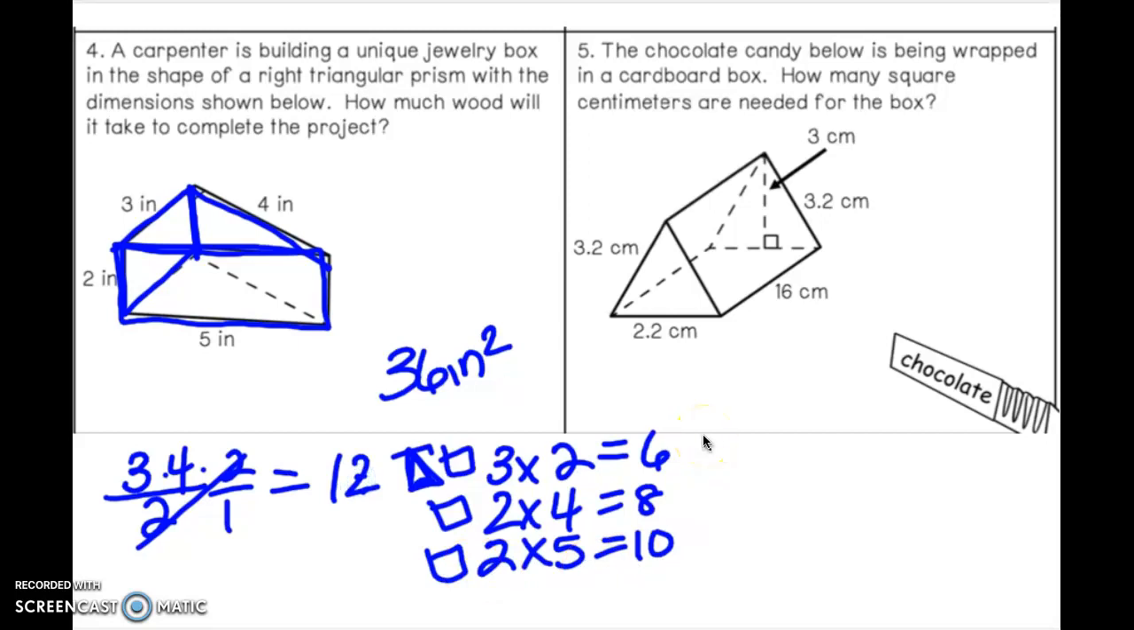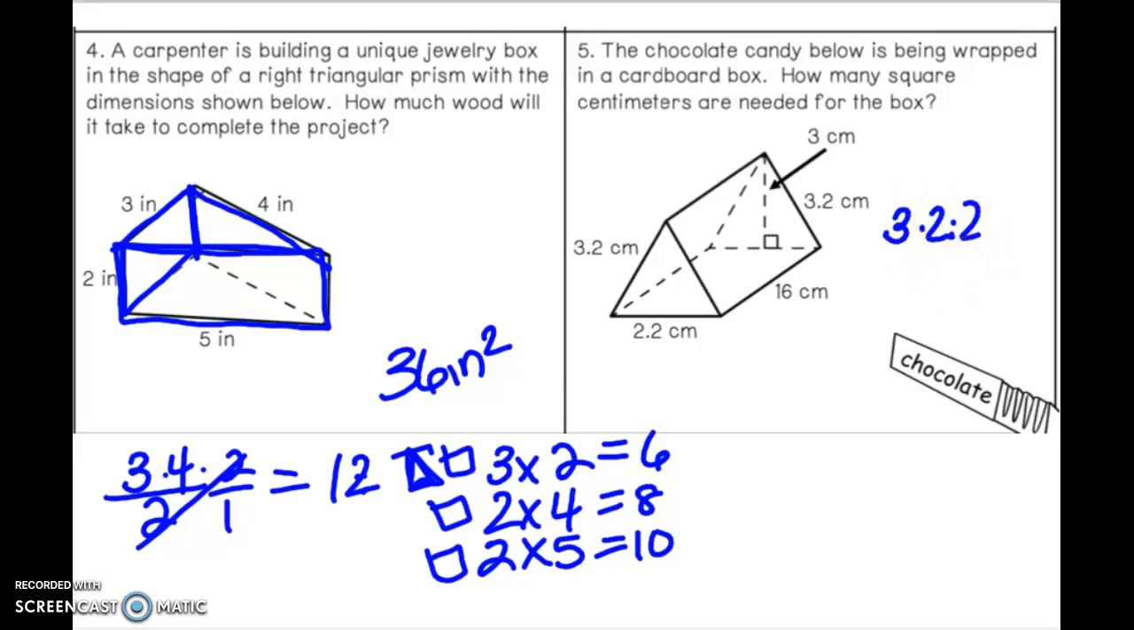The next one is how many square centimeters for this chocolate candy cardboard box. So again, same thing. I'm going to start with our triangles again. So triangles here. Here's the height. Here is the base. So the height is down here, but the base is here. So we need a 3 by 2.2. I'm sorry, 0.2, not by 2. So that one is going to be a 6 by 6.